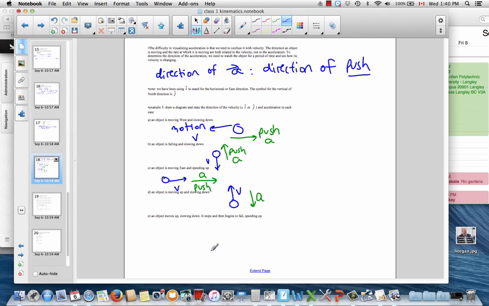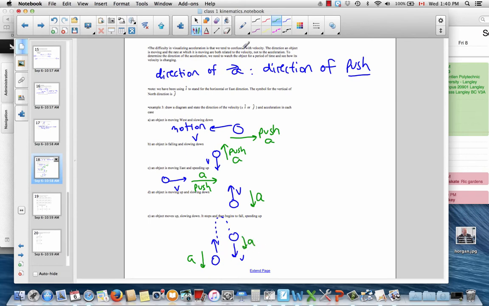Okay, here let's now consider the total flight of a projectile. So here we've got an object that's moving up and slowing down. So the acceleration, the push, must be downwards. Then it starts to fall. So falling means the velocity is now downwards, and it's speeding up. Well, to speed up, the acceleration must be this way.